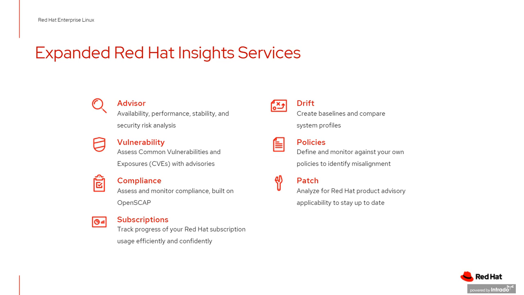We have Drift. Drift is going to enable you to compare the configurations of a host or a set of hosts to one another. So this is really key when you want to quickly identify change or drift from one system to another. This could be used from a troubleshooting perspective or even an optimization perspective. Additionally, we can set up baselines within Drift to quickly identify and alert against drift from predefined configurations over time. Policies is going to let you define and set your own policies or conditions to automatically be identified and alerted against. And lastly, Patch is going to identify and prioritize Red Hat product advisories to help you keep your system patched and up to date.